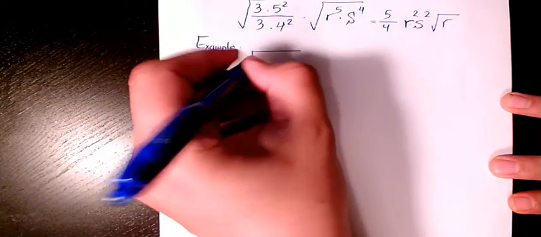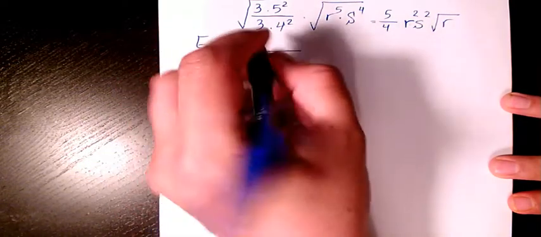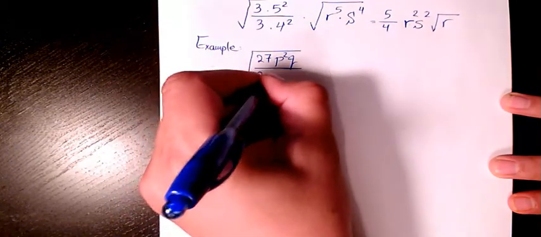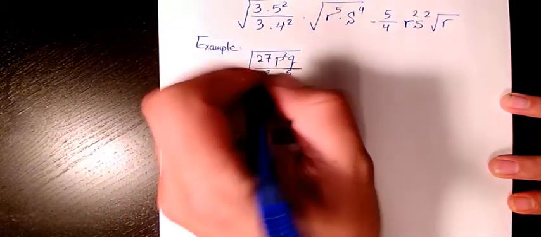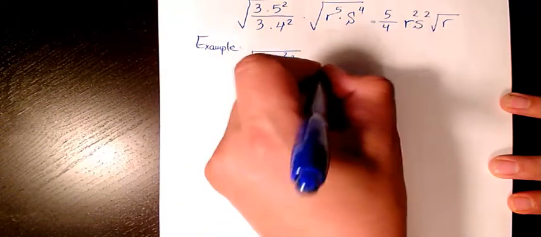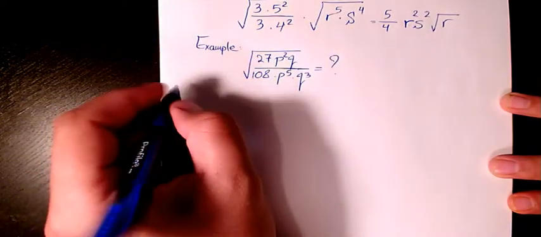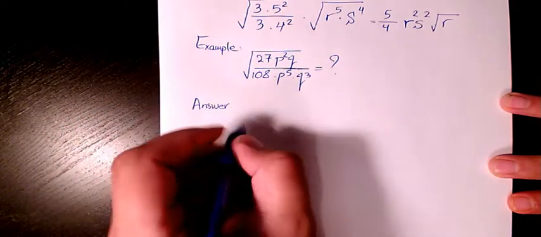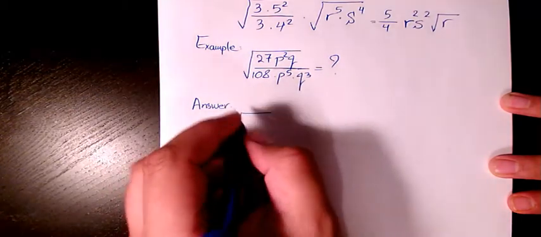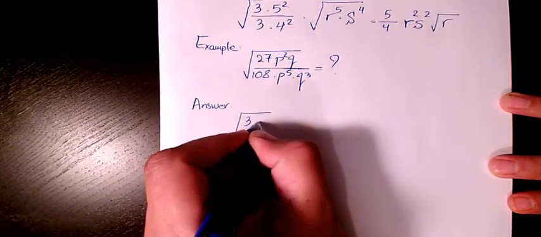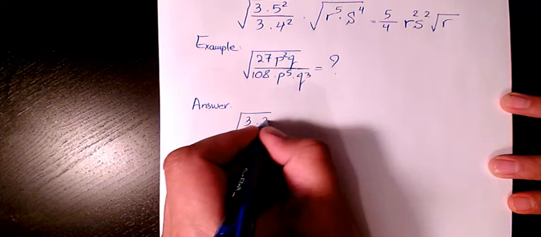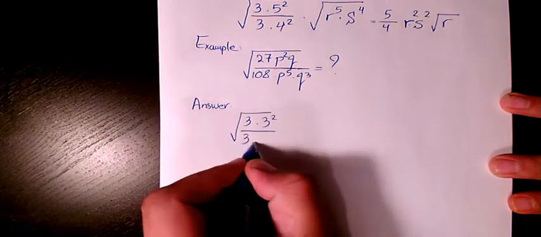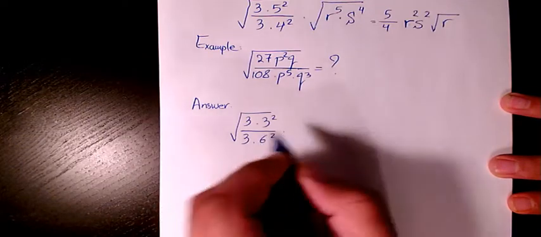It will be the square root of 27 p to the power of 2 q, divided by 108 p to the power of 5 q to the power of 3. The answer is: the square root of 27 is 3 times 9, or 3 times 3 squared. 108 is 3 times 36, which is 6 squared.